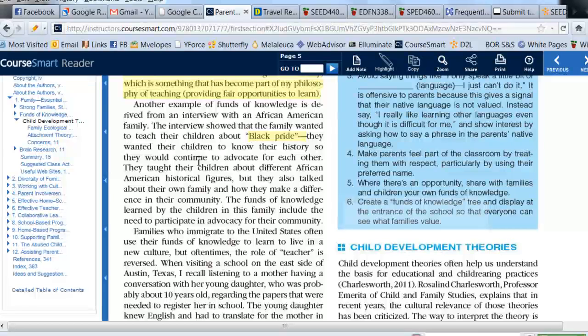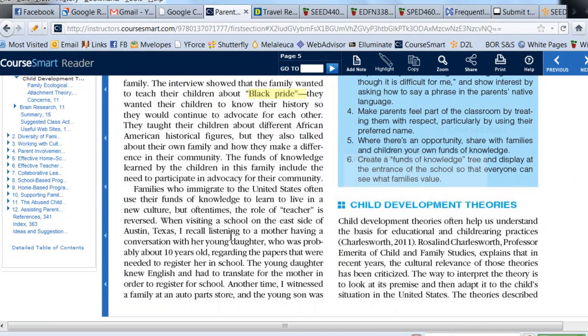And they want their children to know their history and continue to advocate for each other. They taught their children about African American historical figures, but they also talked about their own family and how they make a difference in the community. The funds of knowledge learned by the children in this family include the need to participate in advocacy for their community. And again, advocacy is a word for activists. And so it's very interesting how she's bringing that into this discussion about working with families. Now, two of her three examples here are about activism in some very politically charged things.